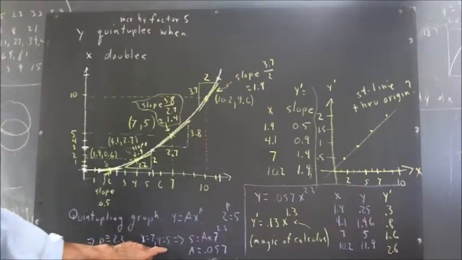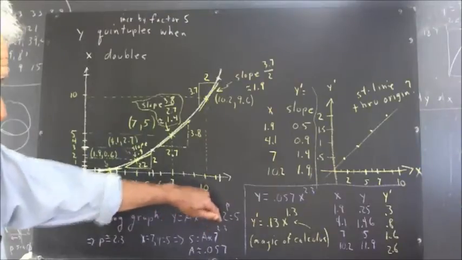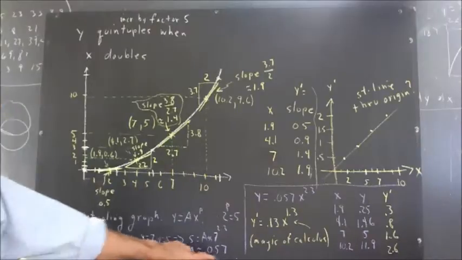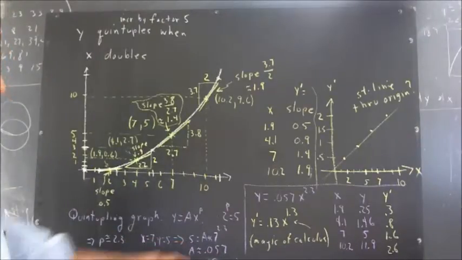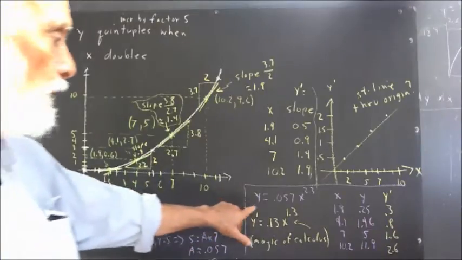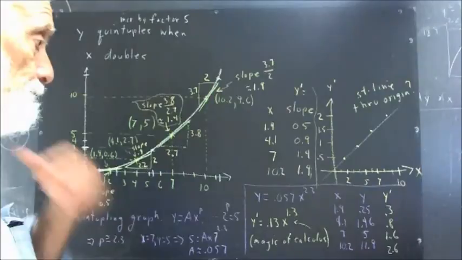Now, when x equals 7, y equals 5, so 5 equals a times 7 to the 2.3. Substituting the x and y values, we solve that. We get a approximately equal to 0.057, so that our function is now y equals 0.057x to the 2.3.